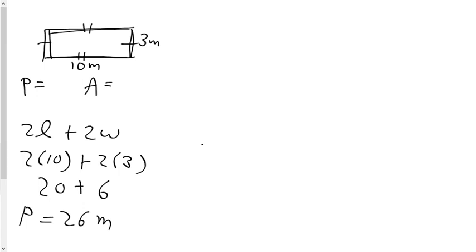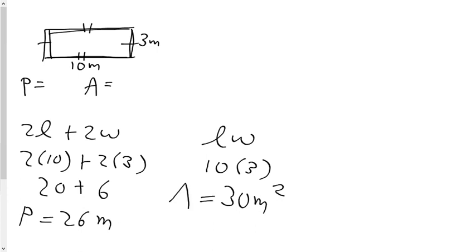For area, our formula is simply length times width, or 10 times 3, or 30 square meters is the area. That one's pretty easy because we deal with rectangles' areas quite a bit. We don't deal with the perimeter of rectangles very often.